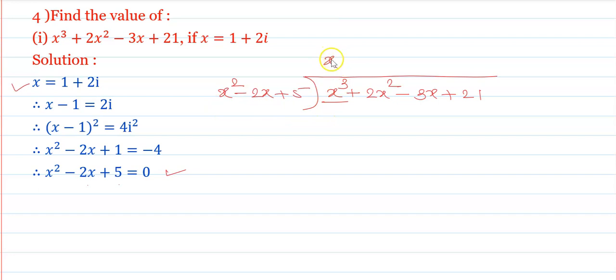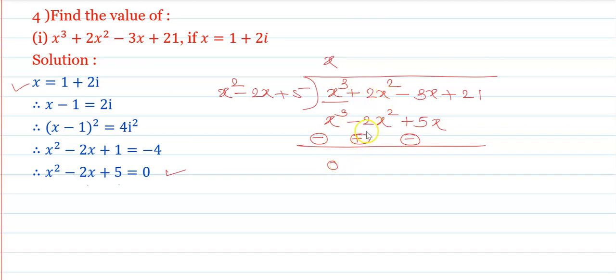That is by x. x into x square, you will get here x cube. x into minus 2x, you will get minus 2x square. x into 5, then you will get 5x. Now the subtraction. It's a minus. Change the sign. Plus and again minus. Plus x cube minus x cube get cancelled. You will get here 0.